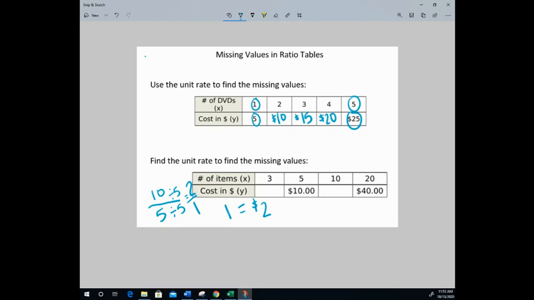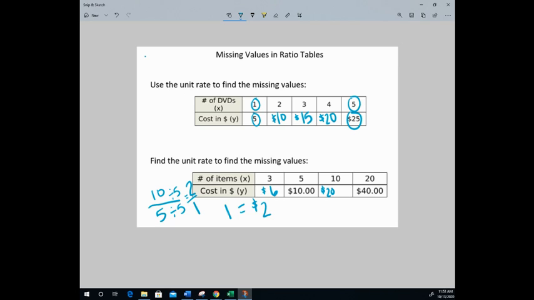So basically, if I took 5 and multiplied by 2, that gives me 10. If I took 20 and multiplied that times 2, it would give me 40. 3 times 2 is $6, and 10 times 2 is $20.